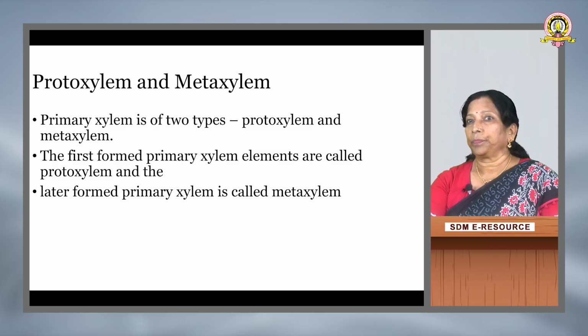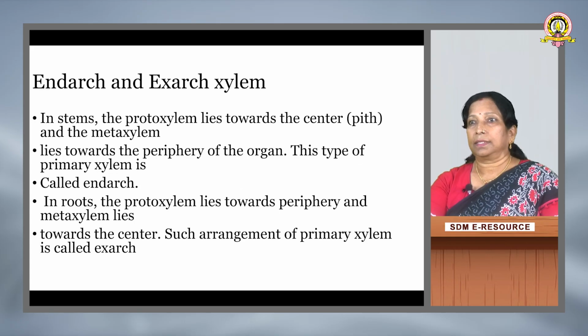Protoxylem and metaxylem. Primary xylem is of two types, protoxylem and metaxylem. The first formed primary xylem elements are called protoxylem and the later formed primary xylem elements are called metaxylem. Endarch and exarch xylem. In the stem, the protoxylem lies towards the center and the metaxylem lies towards the periphery of the organ. This type of primary xylem is called endarch. In roots, the protoxylem lies towards the periphery and the metaxylem is facing the center. This type of arrangement is called exarch.